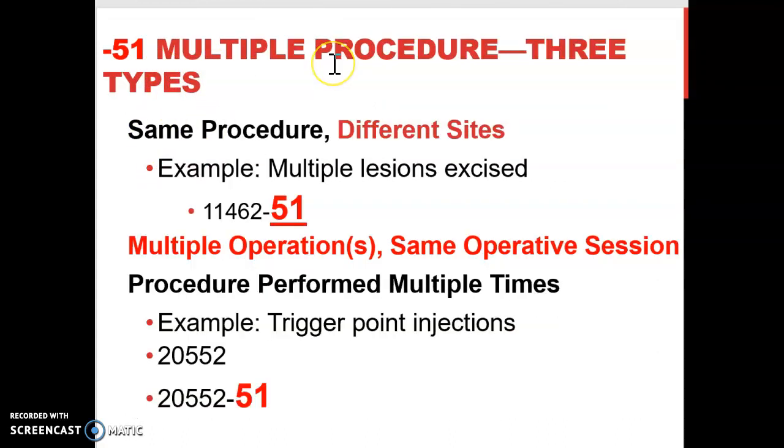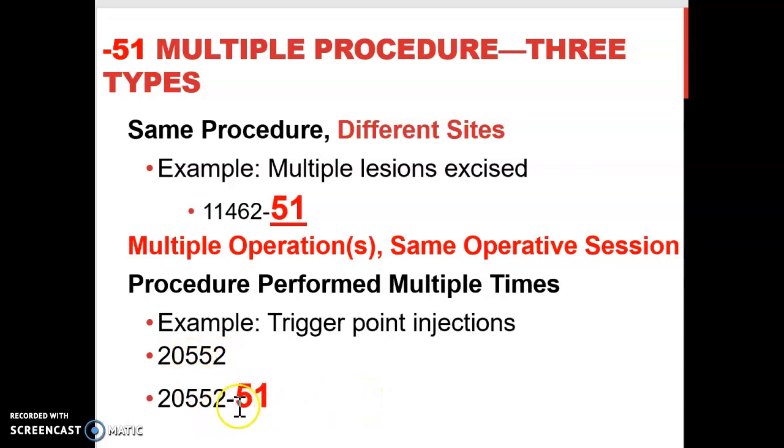Now, let's say it's a multiple procedure. We don't have two of everything in our body. It could be the same procedure done on different sides. Let's say there is a skin tag, right? Multiple lesions or growths on the body. If you remove multiple lesions at the same procedure on different sides, you're using a modifier for multiple procedures. That is 51. If it's multiple operations done in the same operative session, let's say trigger point injections given on different muscles on different parts of the body at the same site, you're going to use your modifier 51 according to the code description given.